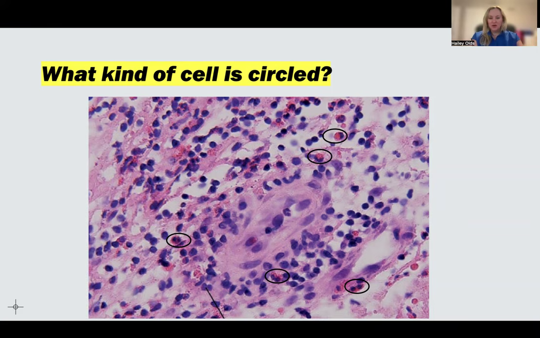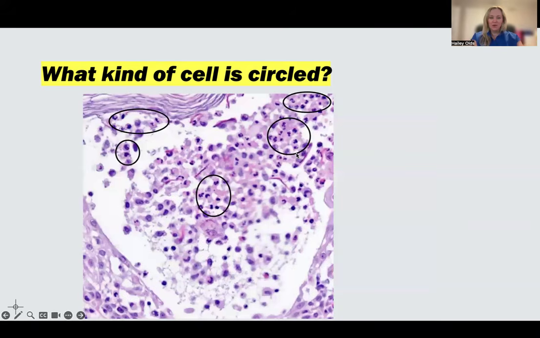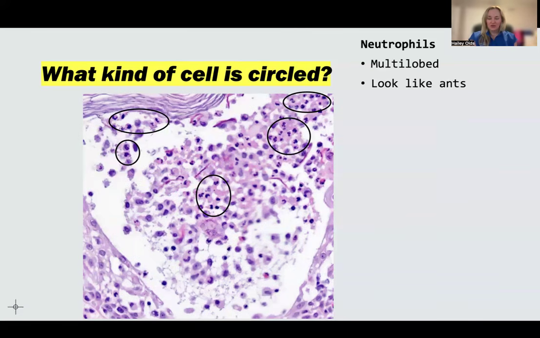Major things to note here is that these cells have very pink or eosinophilic cytoplasm with granules, and some of them it's hard to tell, but this one is a pretty good example here. You can see that they have bilobed nuclei. So these are eosinophils. Okay, what kinds of cells are these? We're still in the white blood cell category, and these have multiple lobes to their nuclei, and they kind of look like little ants. So these are neutrophils.